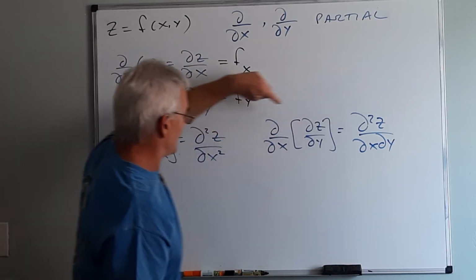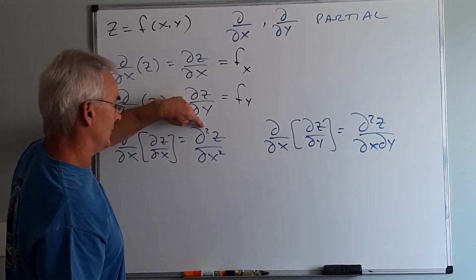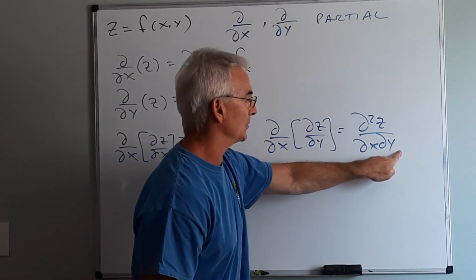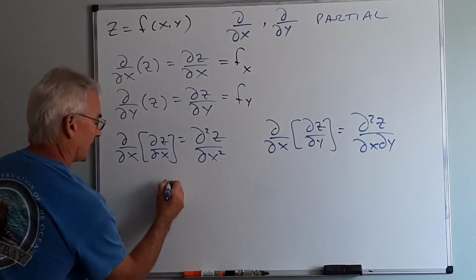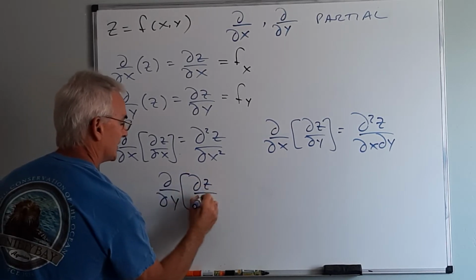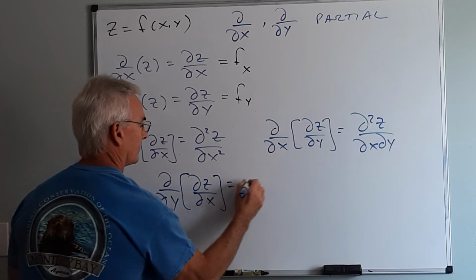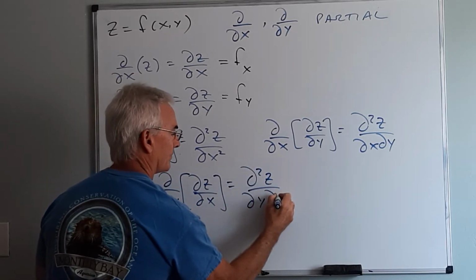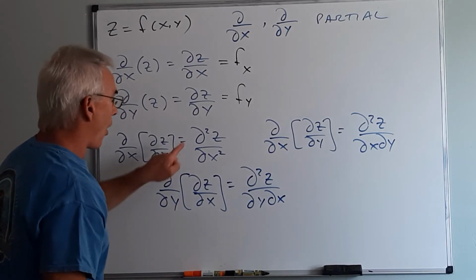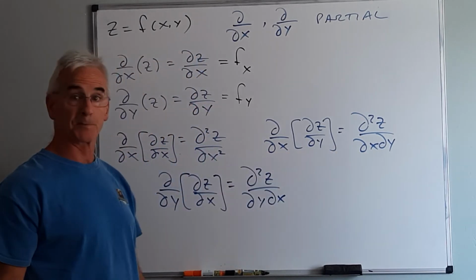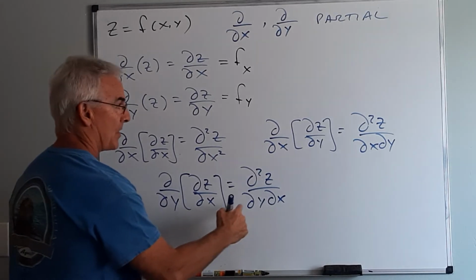Notice that the 2 still indicates that it's a second derivative. This says I did x twice, this says I did x and I did y. And then finally, if I said the partial with respect to y of dz/dx, now, all 3 of these are called second order partial derivatives because they're second derivatives.